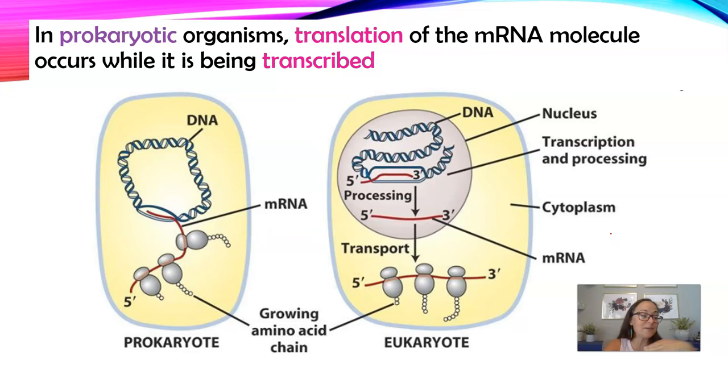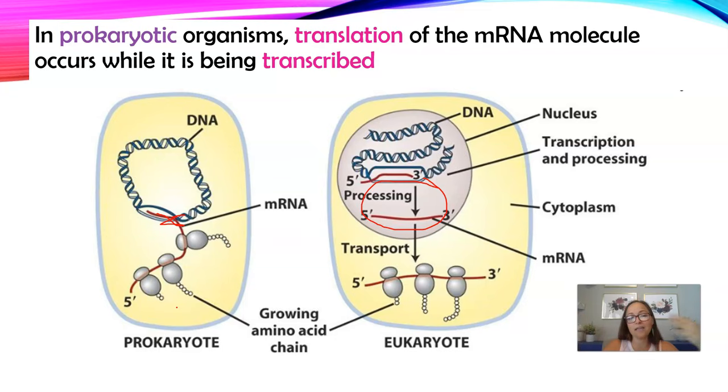Now, because it's happening simultaneously, that doesn't really give any time for RNA processing. So we, eukaryotes, have that extra step of RNA processing. We're going to cut out introns, splice together exons, add the 5' cap, and the poly-A tail. So if we want to use eukaryotic DNA in genetic engineering and have it be expressed in a prokaryote, we would need to have already spliced DNA.